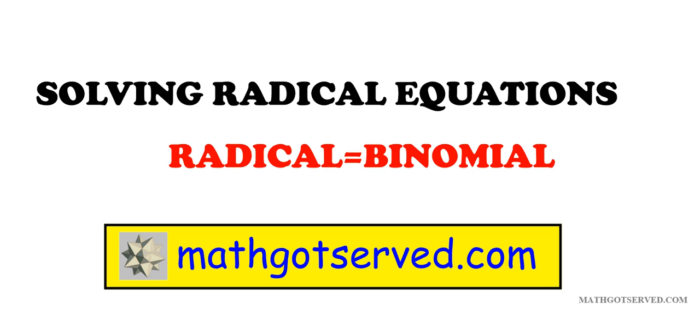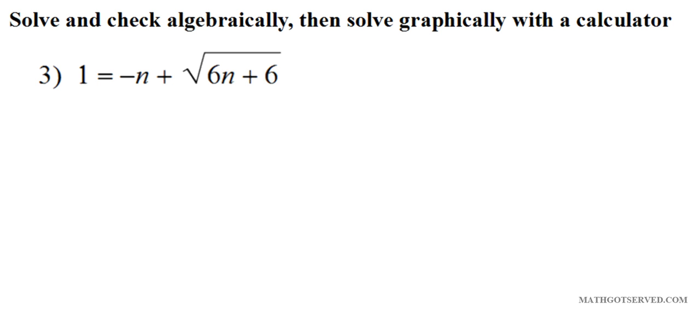In this clip, we're going to be going over how to solve radical equations. In this tutorial, we're going to be focusing on the type of radicals where we have a radical equal to a binomial. The instruction for the examples are as follows. We are to solve the given radical equation algebraically, and then check our answer, and then graphically solve the situation using a calculator. Okay, so let's start with the first part, which is to solve algebraically.